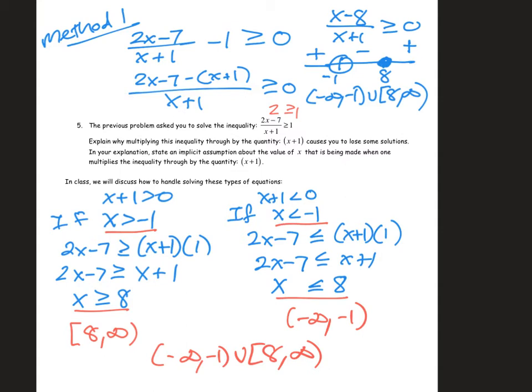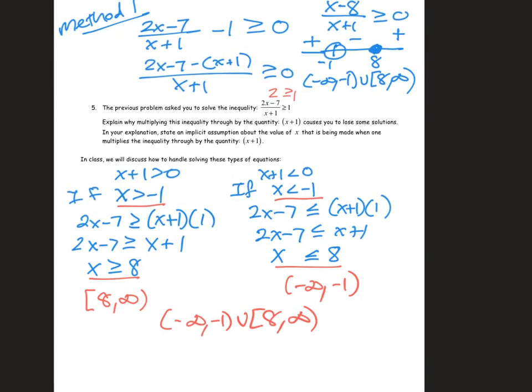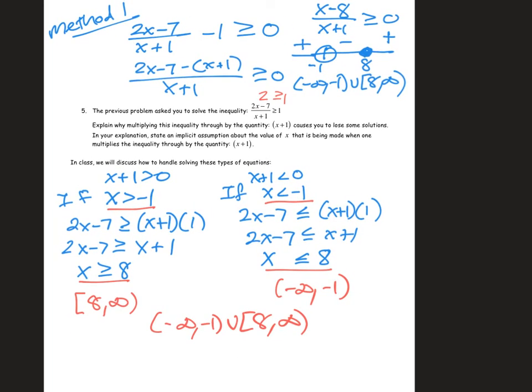If I put in negative infinity, so negative huge, say negative 1 million, I'm going to get negative 2 million essentially over negative 1 million, which, because they're both negative, is also going to be about 2, and 2 is indeed greater than or equal to 1. So I should expect both positive and negative infinity as part of my solution.